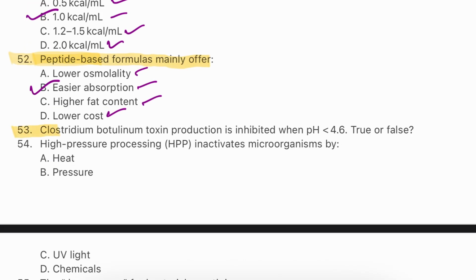Question number 53. Clostridium botulinum toxin production is inhibited when pH is less than 4.6. True or false? The answer is true. Clostridium botulinum toxin is inhibited at pH less than 4.6, which is a very acidic environment.